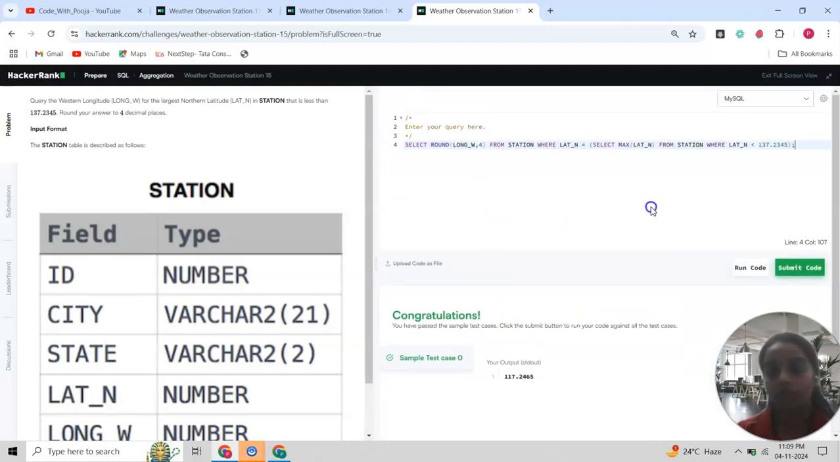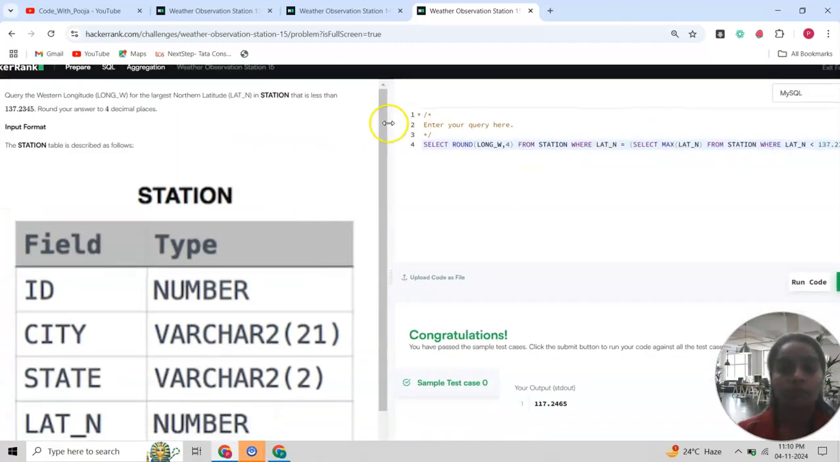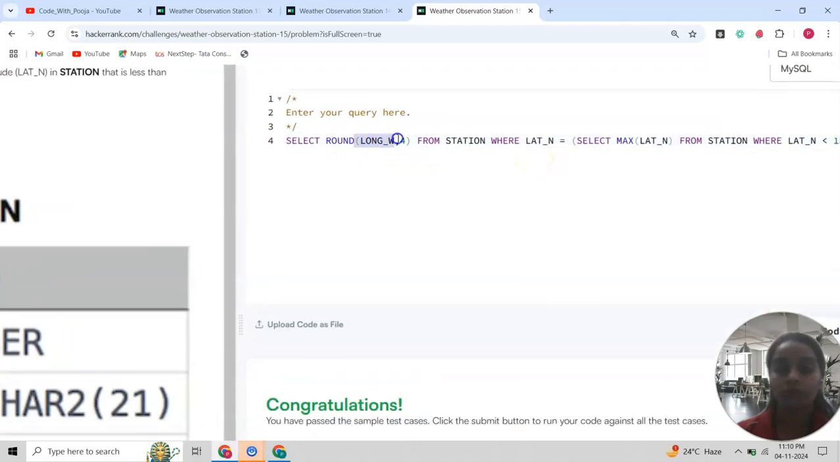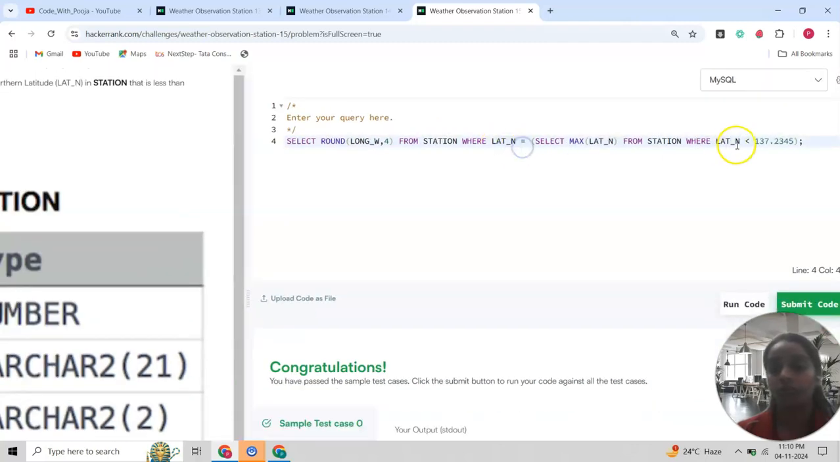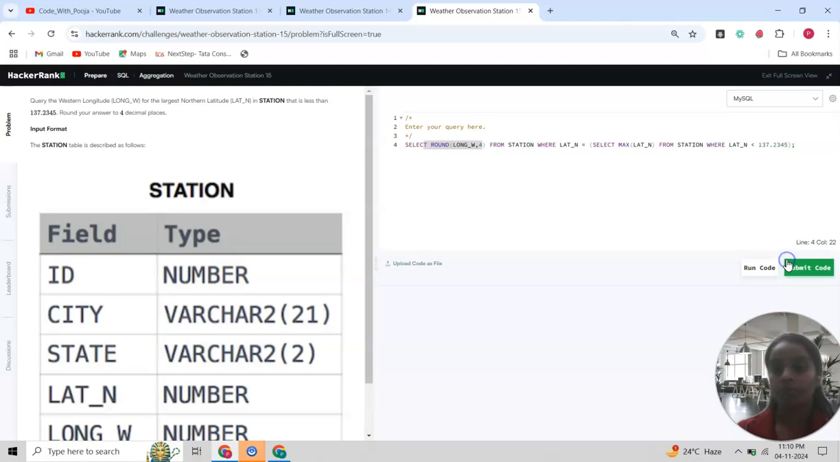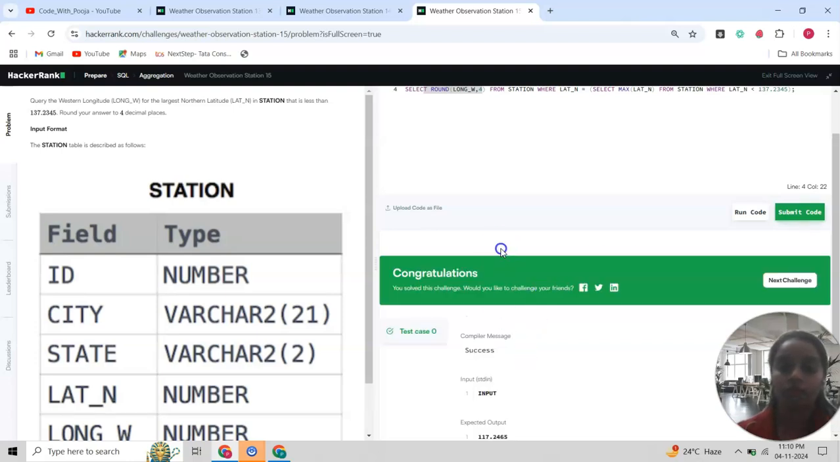So this query is also good. In this query, first of all, we are using a subquery here. According to the question, we have to find a longitude value for the largest northern latitude which is smaller than this. Then for this latitude we have to find a longitude and round it to 4 decimal places. This is what the query wants. Now submit the code, and on submitting, as usual the compiler gives a success message and congratulations.